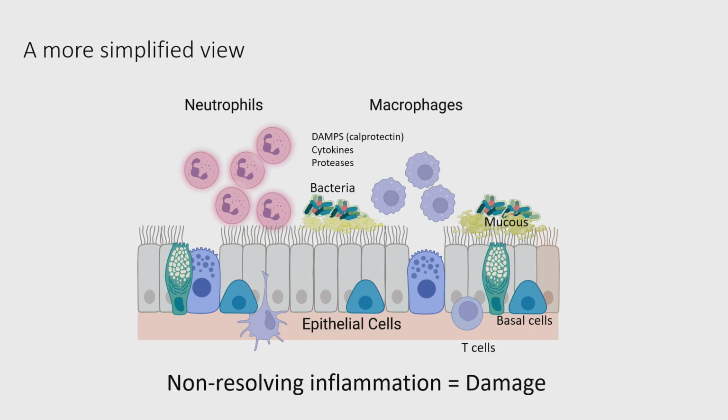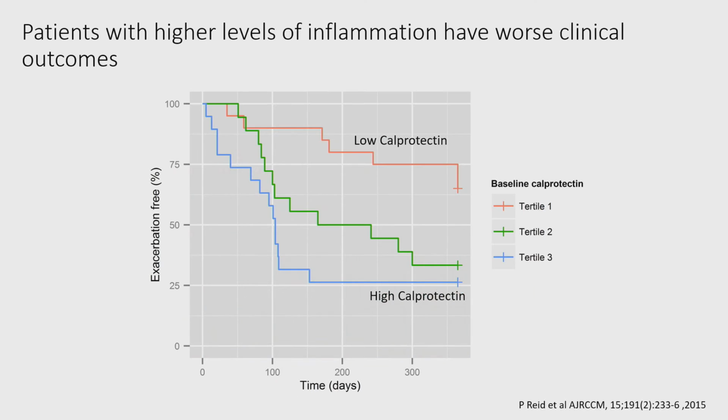I'm going to talk about really the things that are produced by neutrophils and macrophages, and that interaction between neutrophils and macrophages and the production of things like DAMPs, calprotectin, cytokines, proteases, and the fact we have bacteria and mucus in the airway. And it's really the interaction of all of these things that characterize the non-resolving inflammation we see in CF. And essentially, non-resolving inflammation in the CF airway equates to damaged lung and lung function decline. So it's really something that we have to get a handle on if we're going to adequately treat our patients.